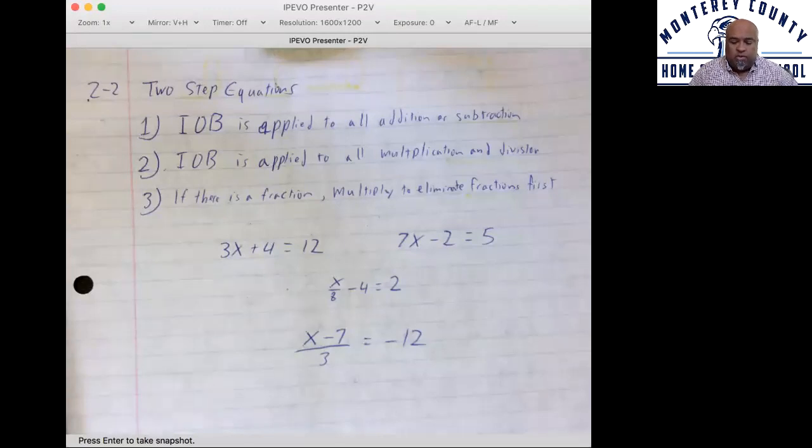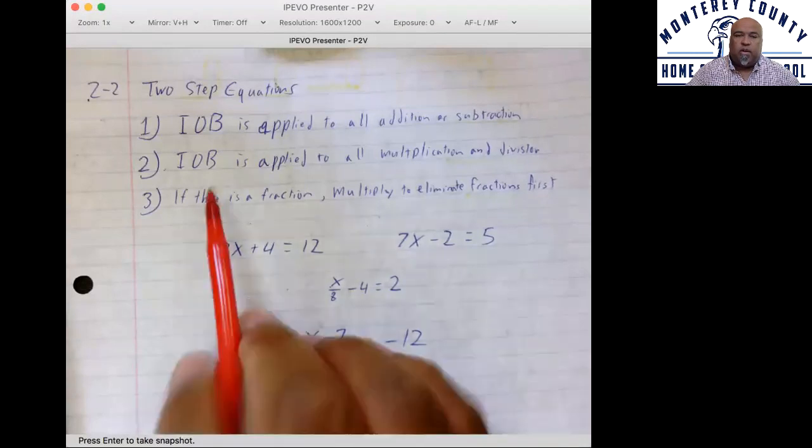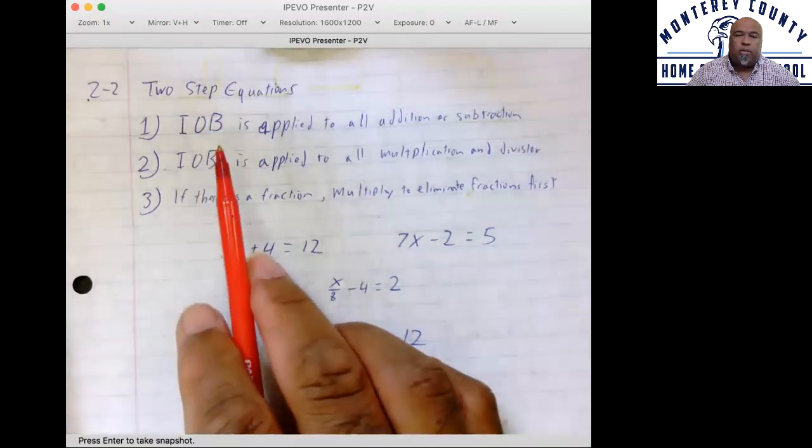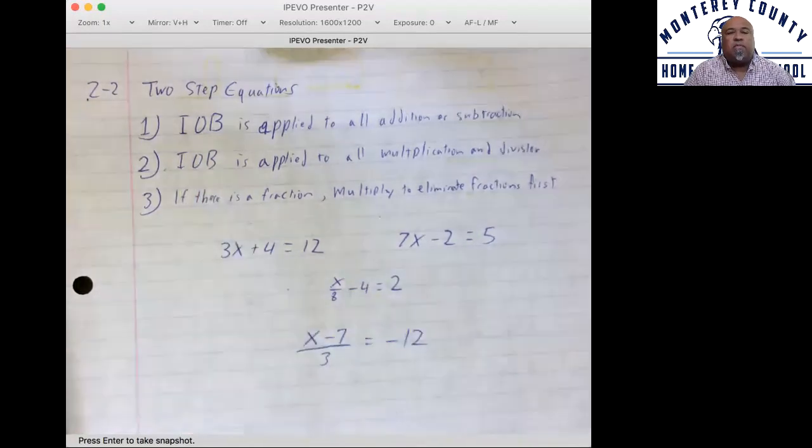Now, a two-step equation is very similar to what you learned in lesson 2.1, a one-step equation. You still use IOB, which stands for isolate, opposite, both. Again, that's isolate, opposite, both. Isolate the variable by applying the opposite operation to both sides of the equation, or both sides of the equal sign.